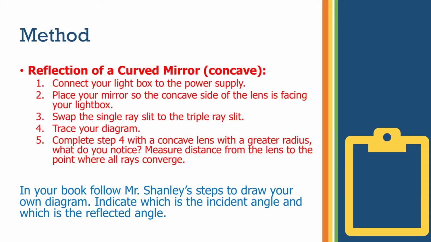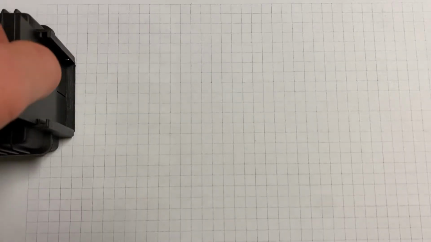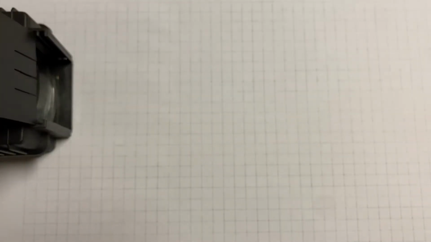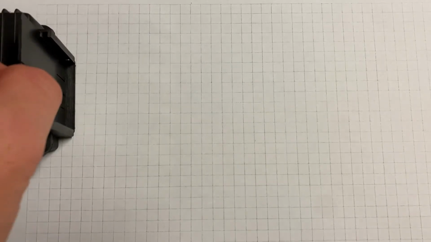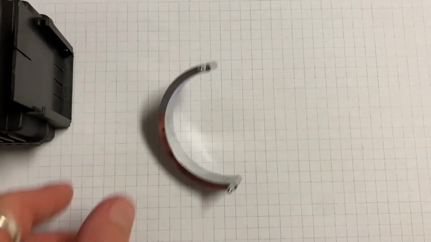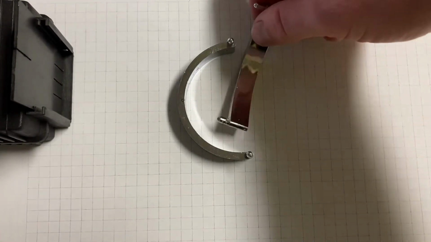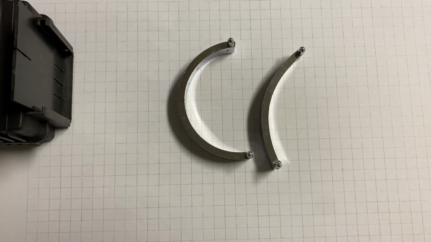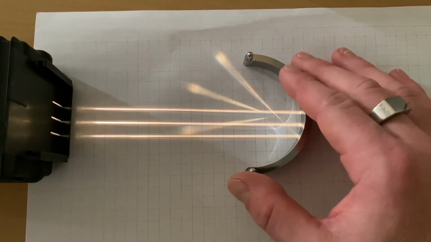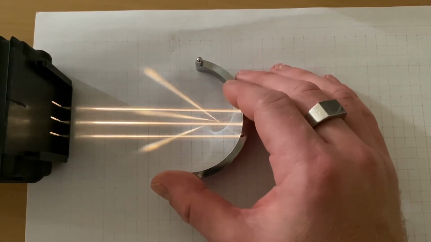For the next part of the investigation, we'll be looking at reflection of a curved mirror, in this case concave. Pause now to take your notes. For the concave mirror, we're going to be looking at multiple rays, so we'll switch to the 3-slit filter. This will emit 3 straight rays. I'll be using 2 different curved mirrors, which can be used as either concave or convex. Concave means the inside curved face will be facing the rays.